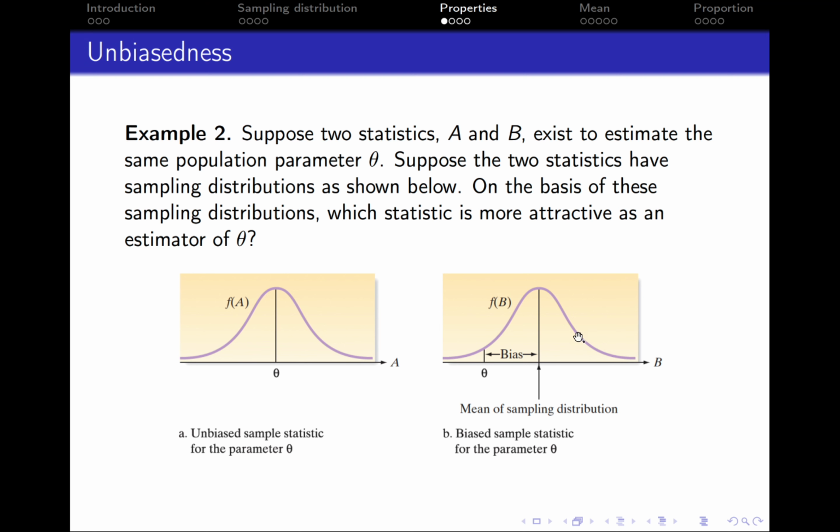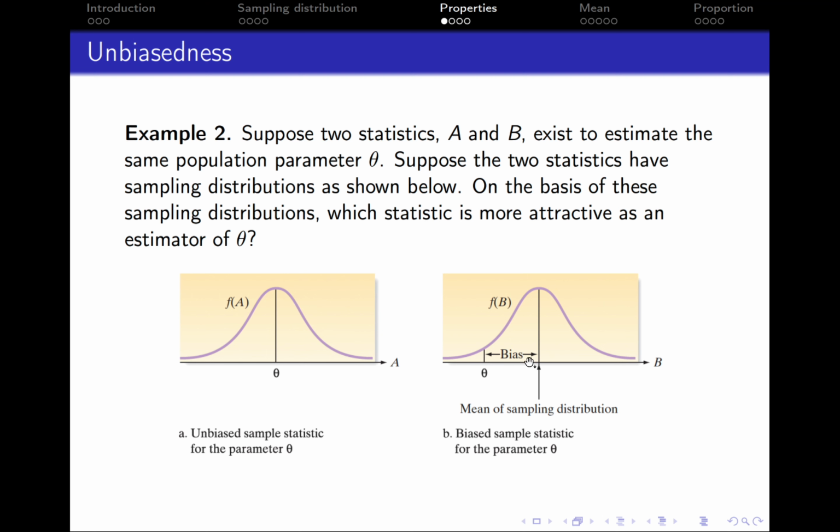However, if you look at the graph on the right, you can see that the mean value of the sampling distribution of B is in the middle as it should be. However, the true population parameter is to the left of the mean of the sampling distribution. And the difference between the two is the so-called bias. Since in the case of the first graph on the left, the mean of a sampling distribution is equal to the population parameter, A is said to be an unbiased sample statistic for the parameter theta.